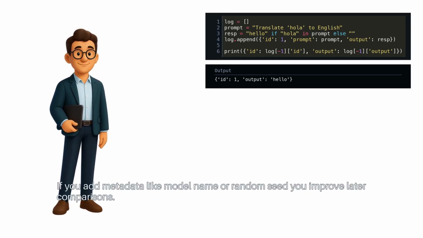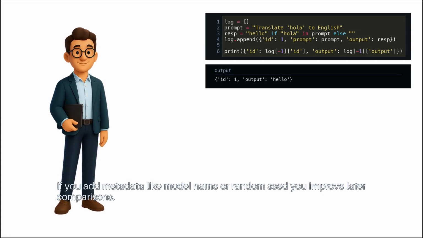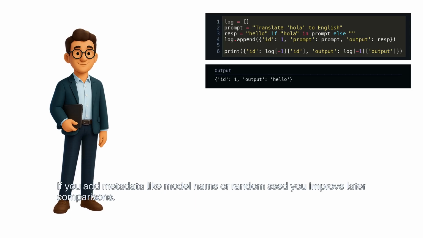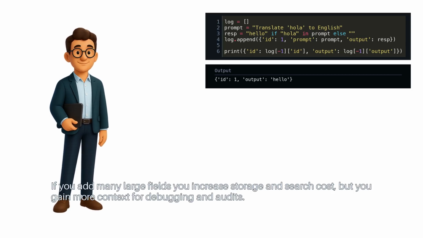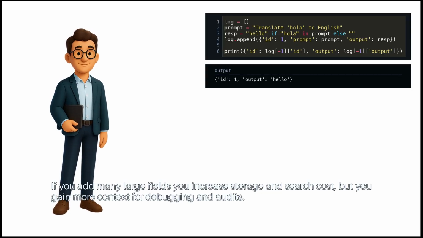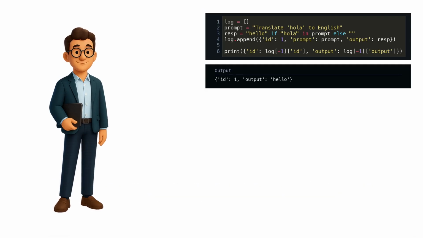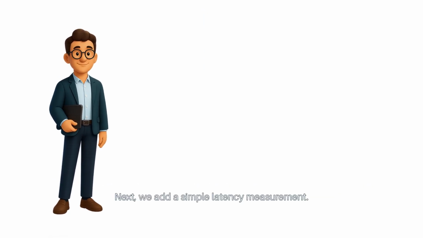If you add metadata like model name or random seed, you improve later comparisons. If you add many large fields, you increase storage and search cost, but you gain more context for debugging and audits. Next, we add a simple latency measurement.